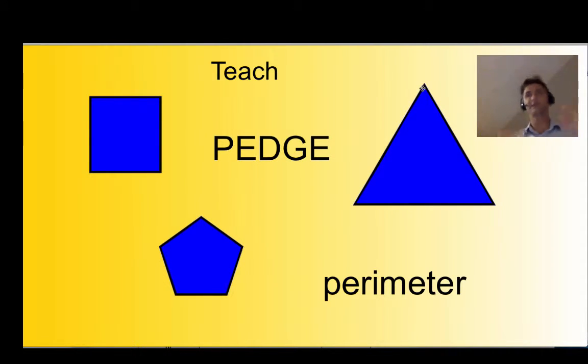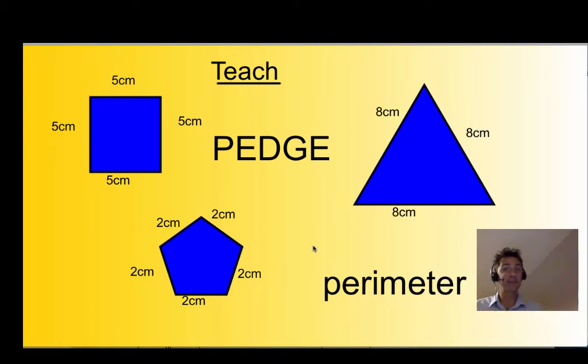So let's do that now. I'm going to teach you how to do that. Okay, and we're back. And you can see that some length measurements have now appeared on the sides of the shapes. So when we want to measure perimeter, all we've got to do is remember pedge over here. And pedge tells us, hey guys, just measure the edge.